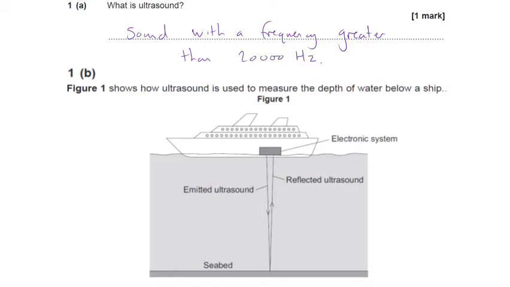Part B shows an image of how ultrasound is used to measure the depth of water below a ship. It goes on to tell us that it takes 0.8 seconds for an ultrasonic pulse to get to the seabed and then be received back at the ship. So if that takes 0.8 seconds, we can assume that it takes 0.4 seconds to get to the surface of the seabed and 0.4 seconds to return. This is important for later on in the question.